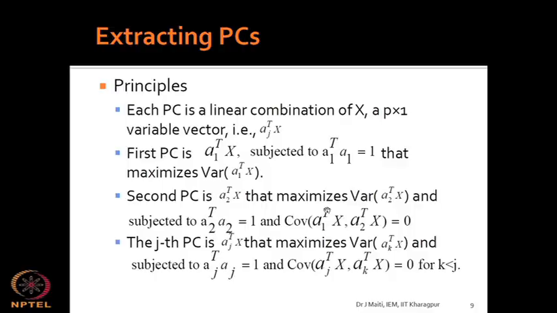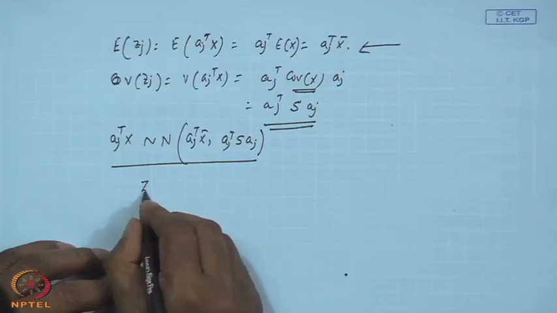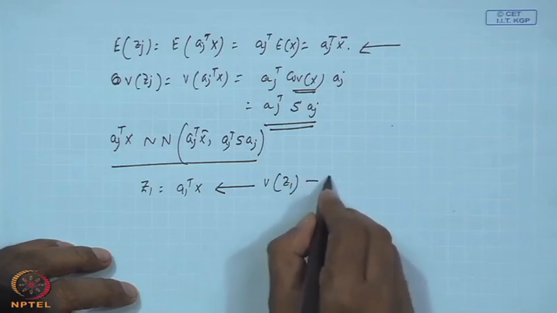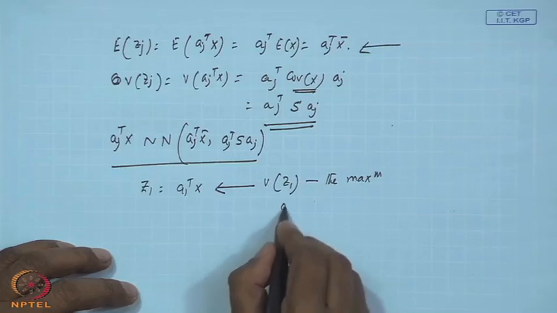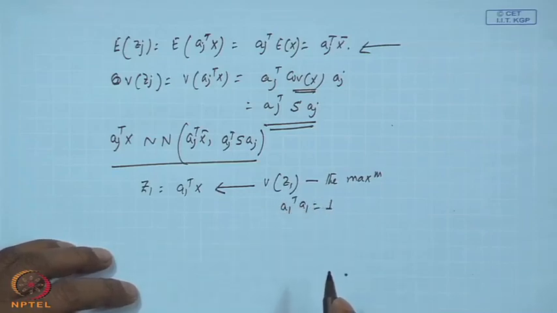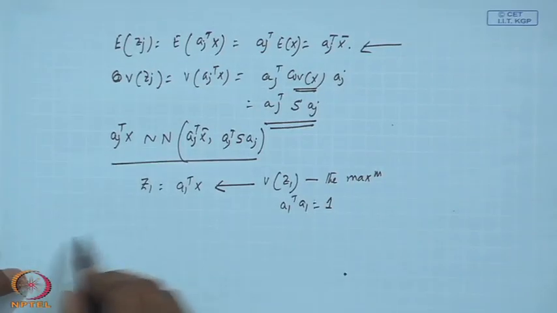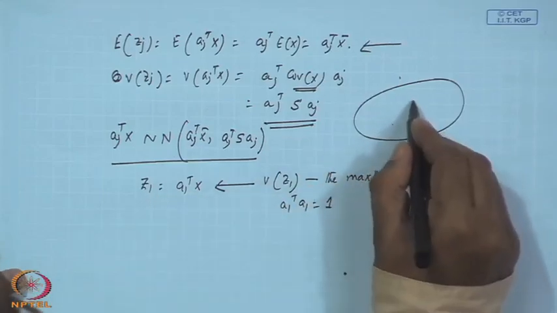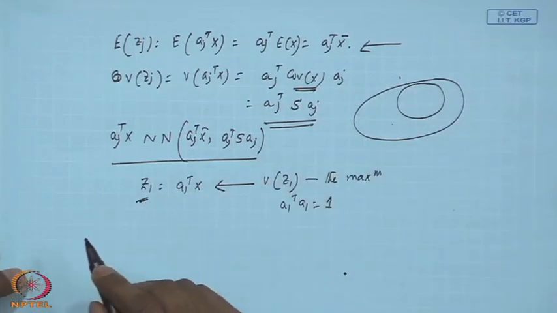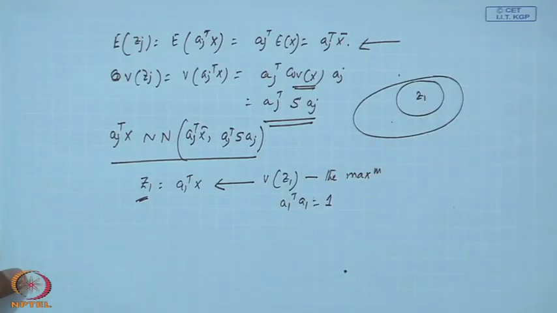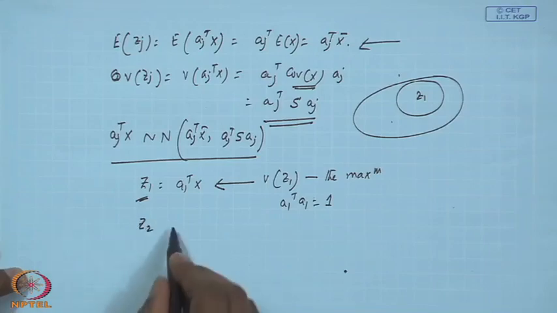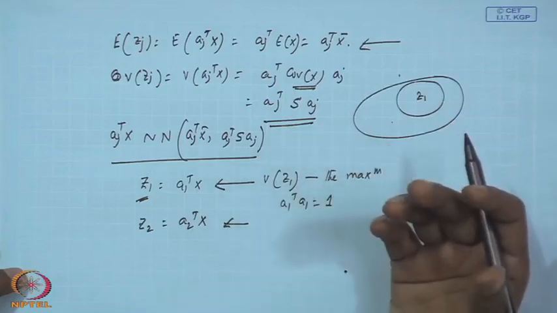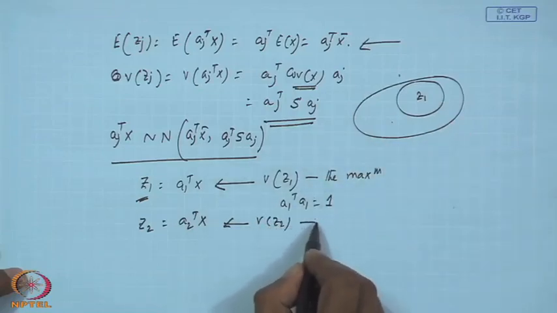What is happening? We are saying that the first component you are extracting, that is our Z1, is A1 transpose X. You will extract in such a manner that the variability of Z1 will be the maximum, and also A1 transpose A1 equal to 1, that is the normalization case. So, I have a data set, and suppose this is my total variability portion. Z1 will extract as much as possible. So, let the variability extracted by Z1 be this much. Then I am coming to the second PC, which is my A2 transpose X. Here, I want to extract the maximum of the remaining variance. So, the variance of Z2 is the maximum of the remaining.